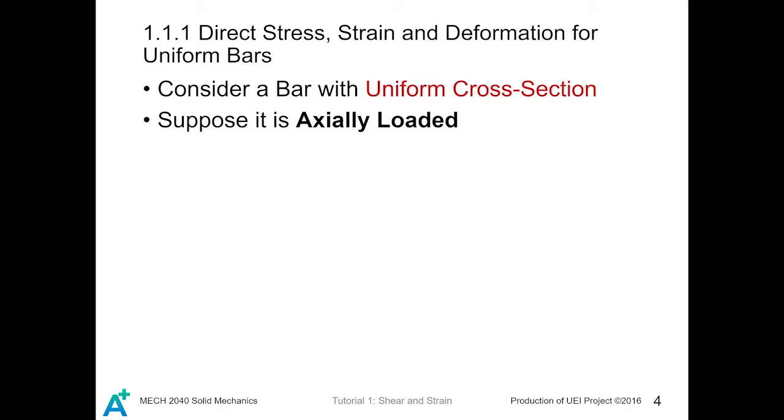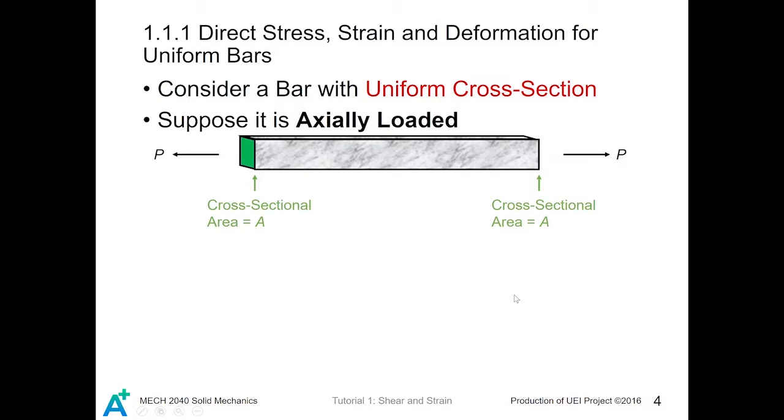Now let's consider a uniform cross-section. So for example, now you have a bar. It has a rectangular cross-section. And for this rectangular bar, there is a cross-sectional area A, and its cross-section is uniform. You apply the load P on the two ends.